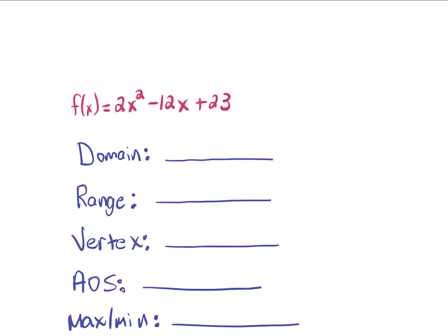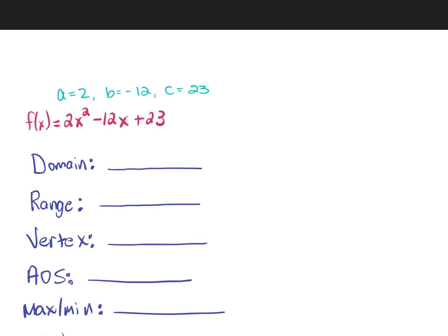What is your A from this? You have 2x squared minus 12x plus 23. What is your A? Good. What's your B? And what's your C? Don't worry about your domain and range yet. Find your vertex. To find h, we can use what? And to find k, we can do c minus b squared over 4a. Good. So we're going to use these to find your h and your k.